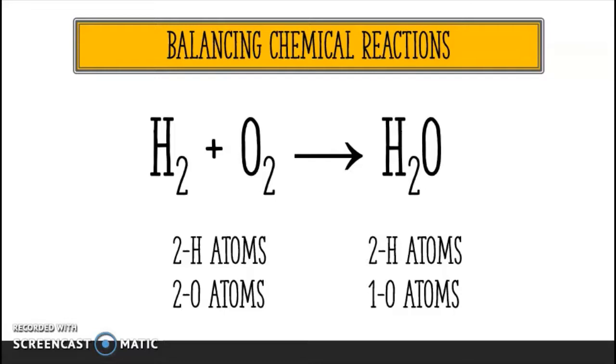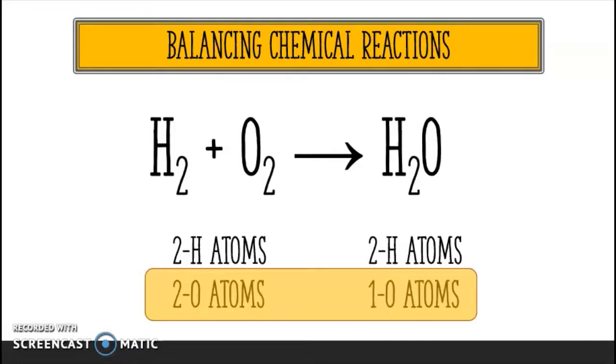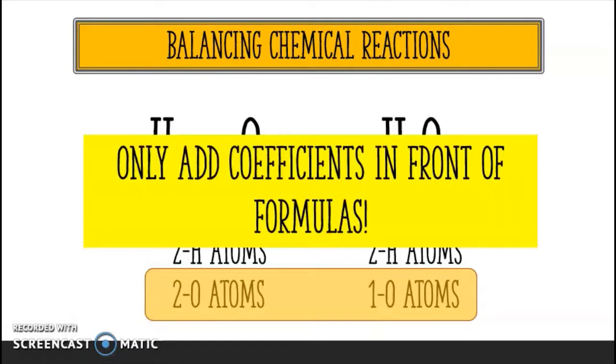My job in balancing is to make sure that I have the same number on each side. I have to add coefficients in, the multipliers in the front of these chemicals, to make sure that I can match them from one side to the other. Now I notice that the oxygen atoms are mismatched. I have 2 oxygen atoms on my reactant side and only 1 on my product. What that means is that I'm going to have to put a coefficient in front of the chemical formula until they match.